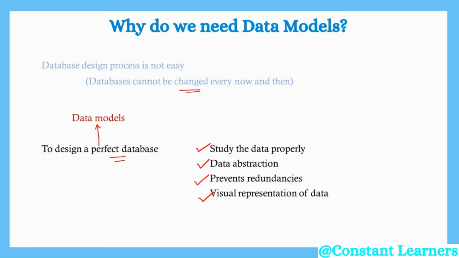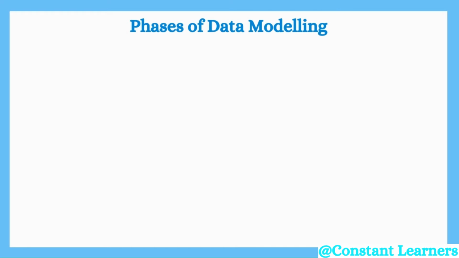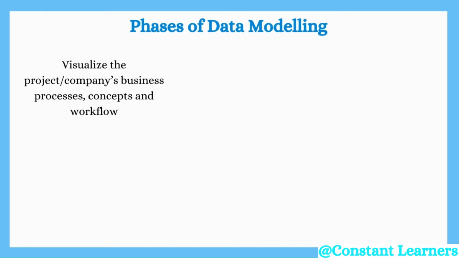All right. I hope that this basic concept of what data models are and why we need them is clear. Next, let's discuss what the phases of data modeling are. As I said, before designing a database, we need to identify certain aspects of the database, and data models help us to do so. For example, first, before we begin a database design process, we need to understand or visualize the project or the company's business processes and its workflow.